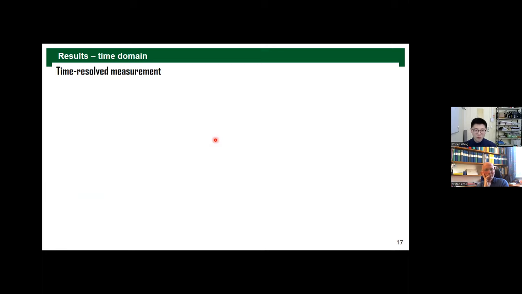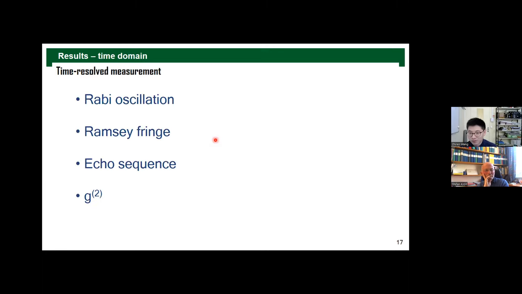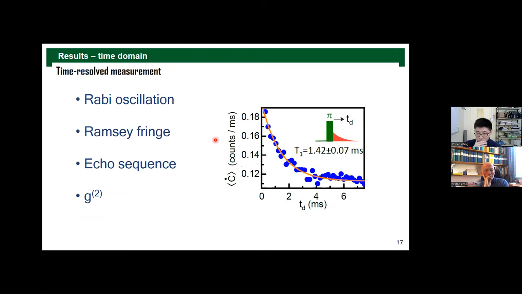Now we want to do some time resolved measurements. The good thing about the photon counting method is that we get the T1 for free because we're measuring fluorescence. But at first, when you think about this, how to measure Rabi, for example, is not evident.